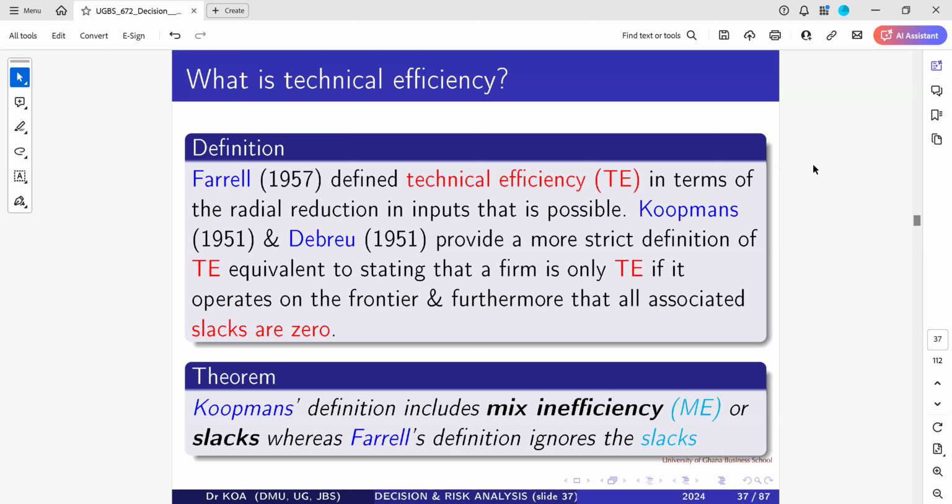Now, why is that the case? The reason is because the way B is mixing the input, he's mixing it wrongly. And that's what Emily said. There is a wrong use of the input.